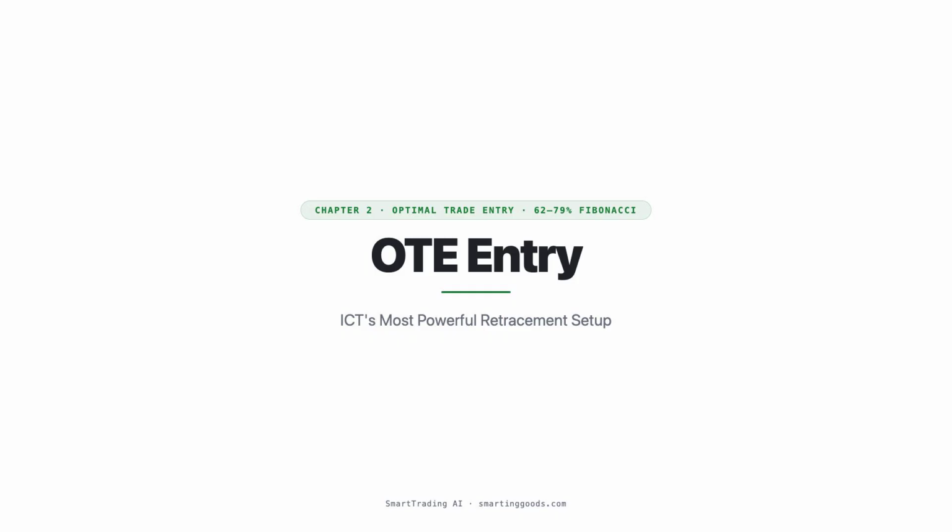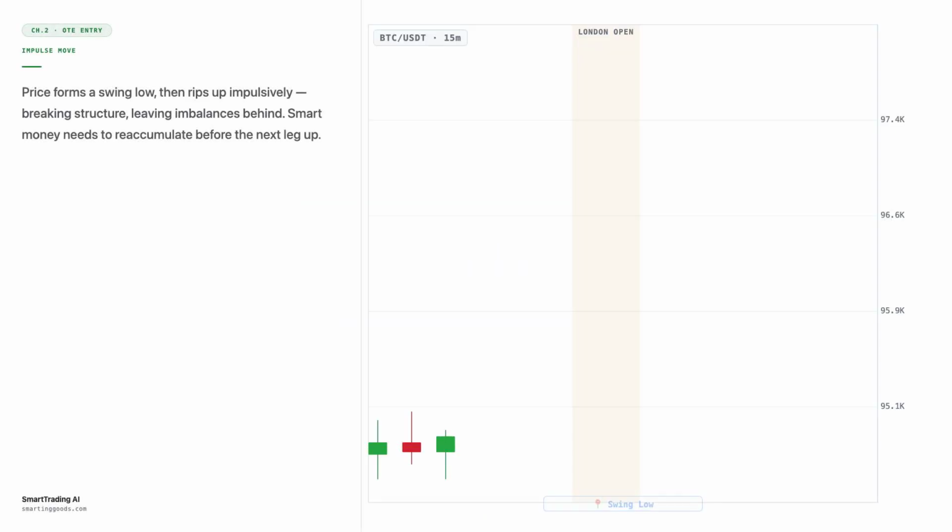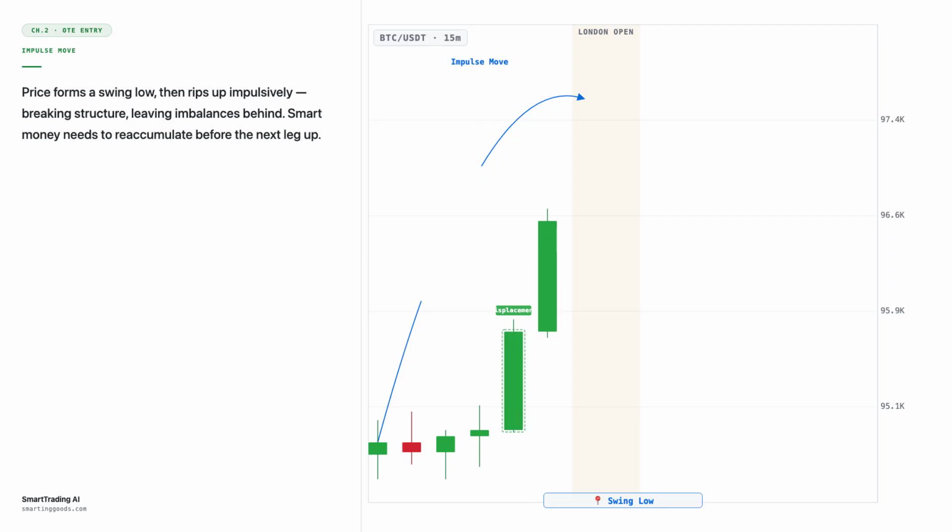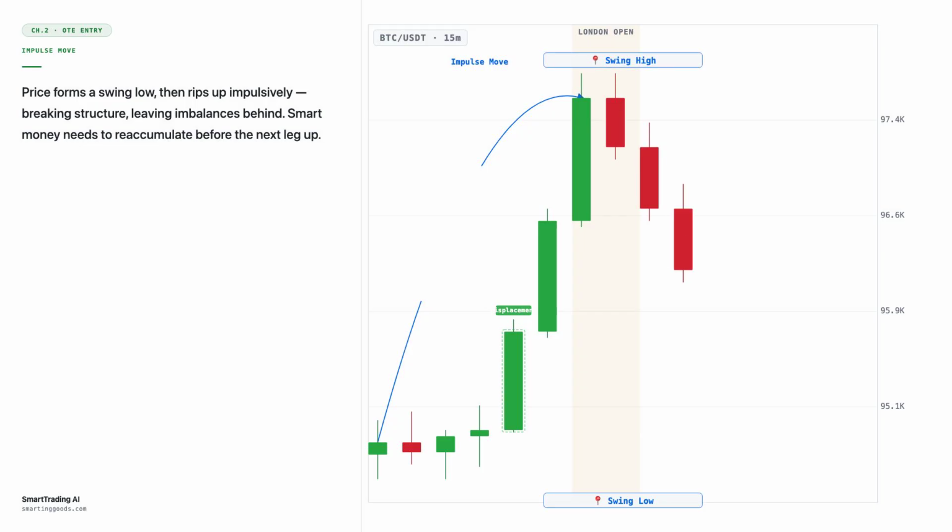Here is what actually happens. Price forms a swing low right here. Then price rips up impulsively, breaking structure, leaving imbalances behind, and forms a swing high. Now smart money needs to reaccumulate before the next leg up.